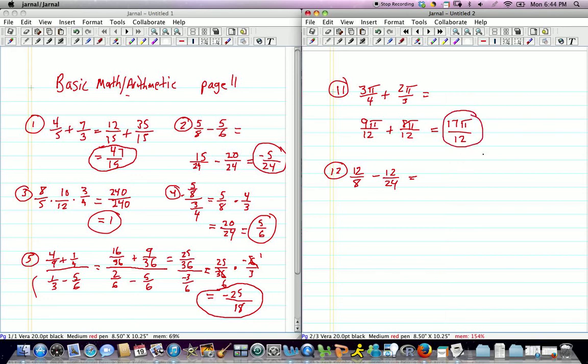So basically when you have a square root of 3 like we had in a previous problem, or pi, treat it as if it's a variable and it's like terms, so you can just add them together like normal.